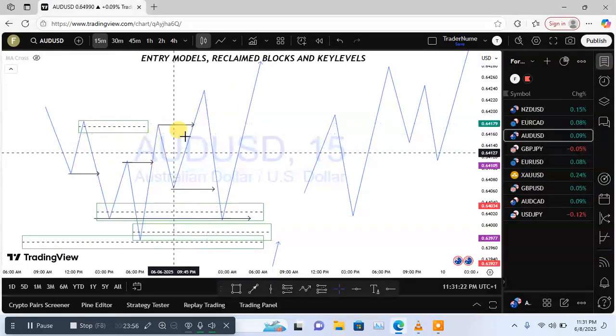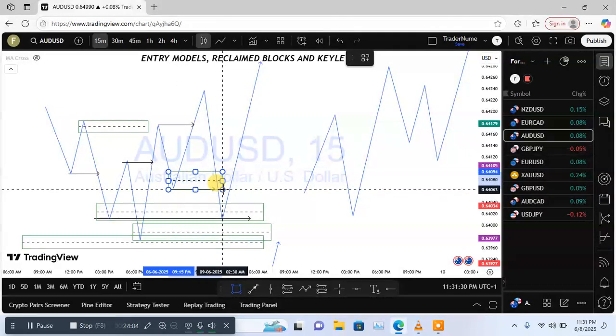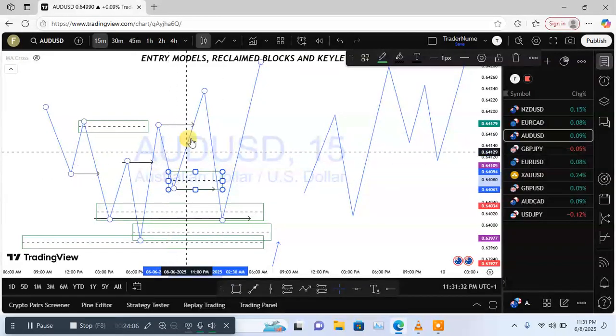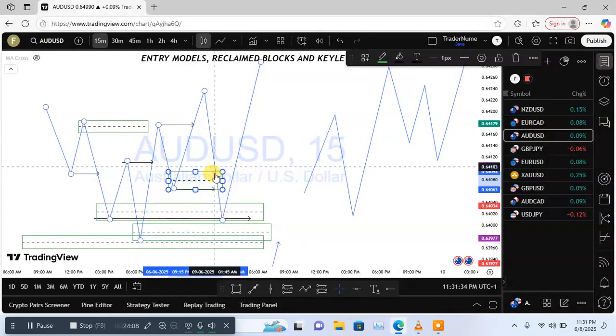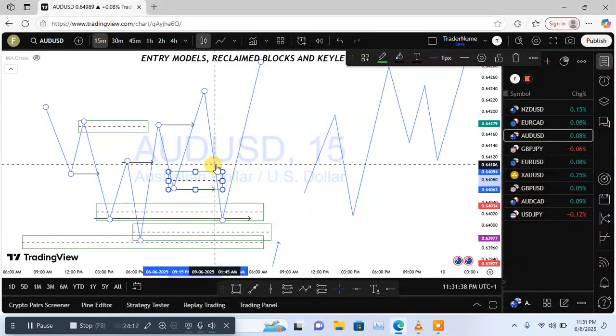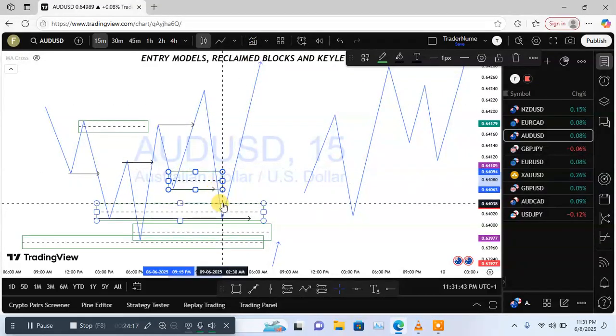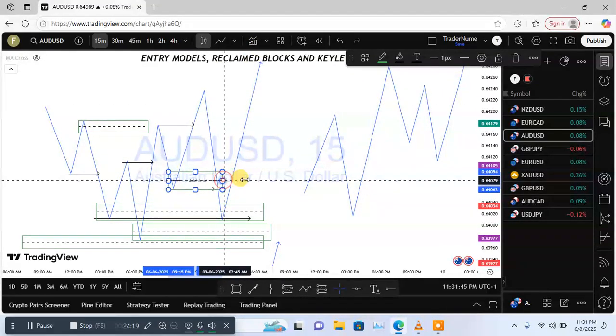Now, where is our second reclaim block? In this same place, right? If you're careful, you see this is a demand zone also that failed, right? Normally when price goes up like this, price is supposed to respect this demand zone and go up again, but price disrespected it, it failed, and price goes up. So this becomes our second reclaim block.